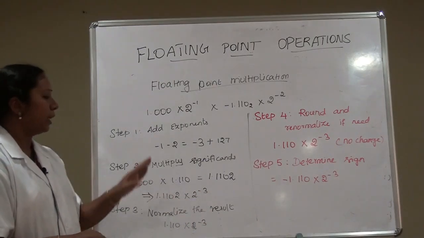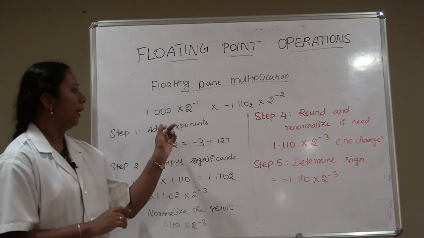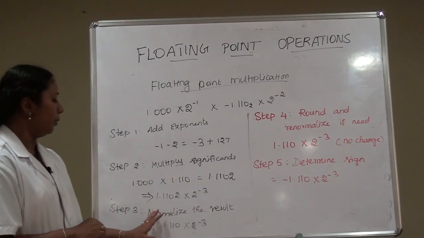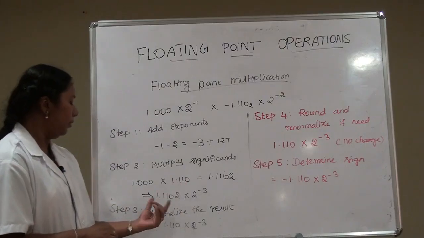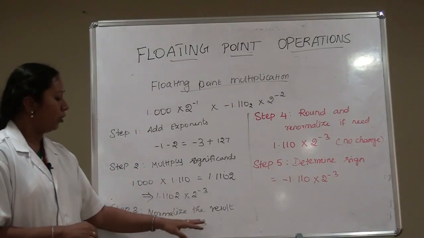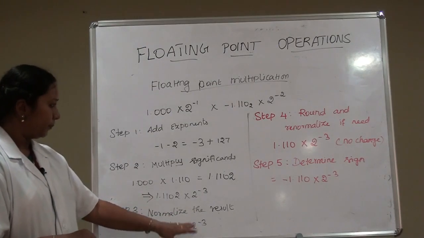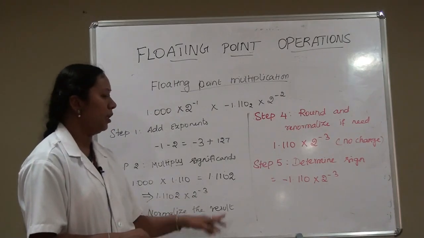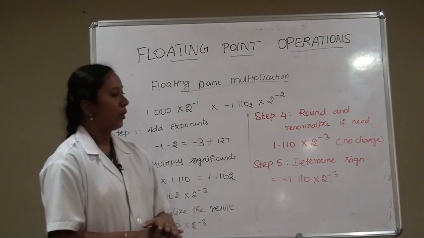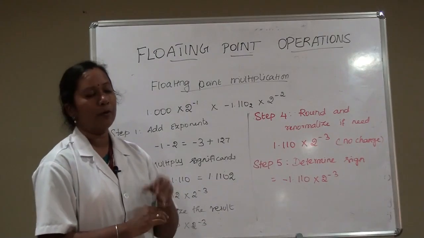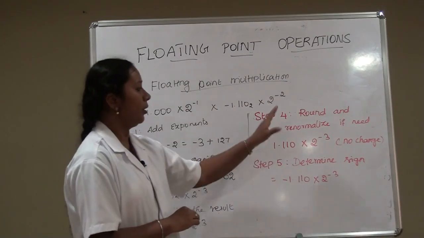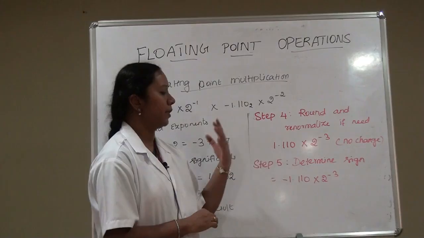I have completed the addition of exponents and the multiplication of the two significands, and now I have to check the normalization of my result. My result was already expressed in the normalized form, so we need not normalize it once again; leave it as such. Next, I have to check whether it is in the proper rounded form. If it is not, I have to renormalize if necessary. If it is already in the rounded form, I can proceed as it is.